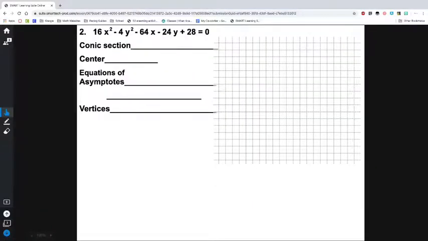Okay, so let's take a look. Number 2, we have the equation of a hyperbola. We know it's a hyperbola because x and y are both squared, but one is positive and one is negative. Before we can do anything, we've got to complete the square for both x and y. I'm going to move everything with an x next to each other, and everything with a y next to each other, and everything else goes on the other side. So I'm going to get rid of that constant 28 by subtracting it.